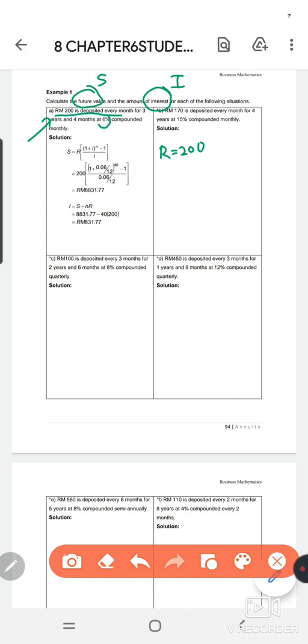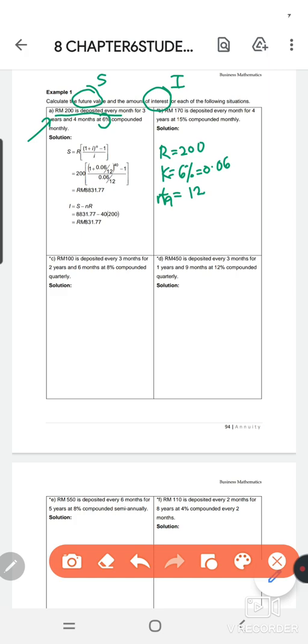At 6%, 6% is the value of K. K equals 6% or 0.06. And then T. What is the value of T? 3. This one we want to calculate N. Then M. For M, compounded monthly, your M is 12.